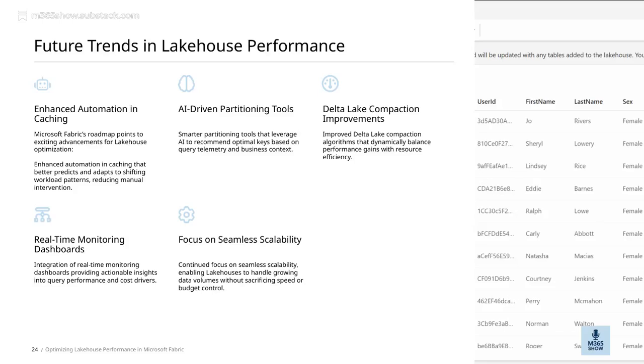Finally, Microsoft Fabric is enhancing automation in caching. This means better prediction and adaptation to shifting workload patterns, which reduces manual tuning and helps maintain high performance with less effort. All these trends are about making Lakehouses more scalable, smarter, and easier to manage, aligning perfectly with our goal of empowering you to get the most out of your data.